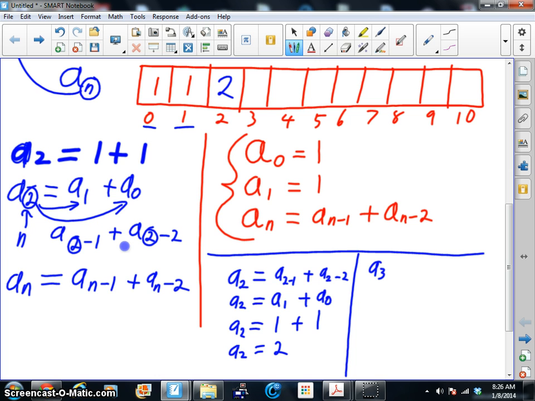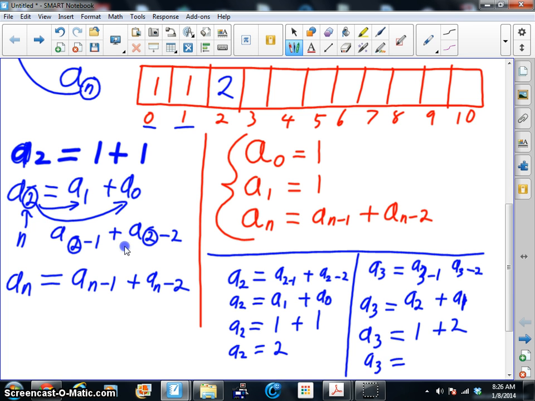So A sub 3 is equal to A sub 3 minus 1 plus A sub 3 minus 2. So that goes A sub 2 plus A sub 1. This is going to give me A sub 3. So A sub 3 is equal to, let's see, we have the numbers, so we have 1 plus 2. And that would give me A sub 3 equal to 3.